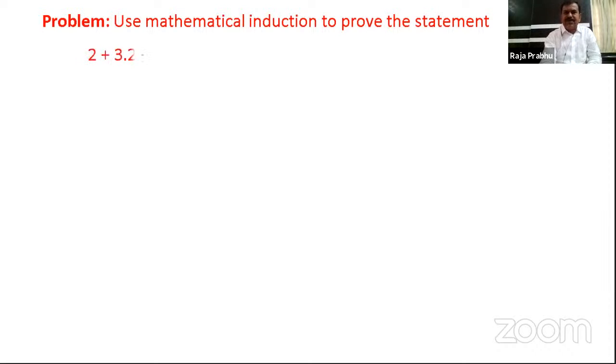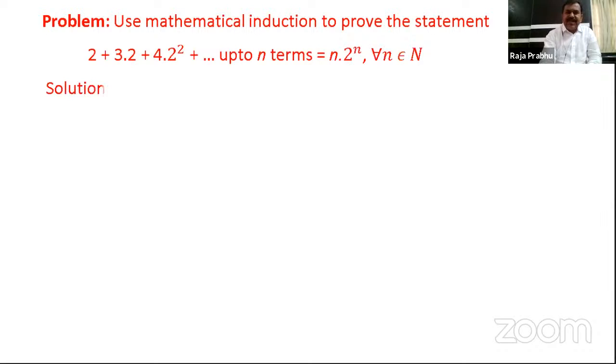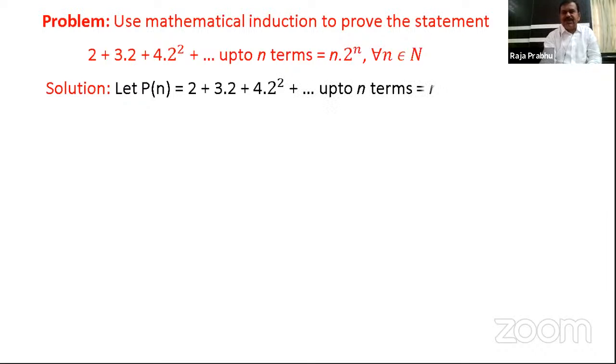Now coming to this new problem, let us identify what is given here. The problem is: use mathematical induction to prove the statement 2 plus 3 into 2 plus 4 into 2 square plus, the next term you can guess will be 5 into 2 cube, and so on up to n terms, is equal to n into 2 to the power n, for every n belonging to N. What is our common procedure? For our convenience, in the very beginning step, we assume the statement as P of n in terms of n. So let P of n be the given statement: 2 plus 3 into 2 plus 4 into 2 square and so on up to n terms, which is equal to n into 2 to the power n, which is to be proved.